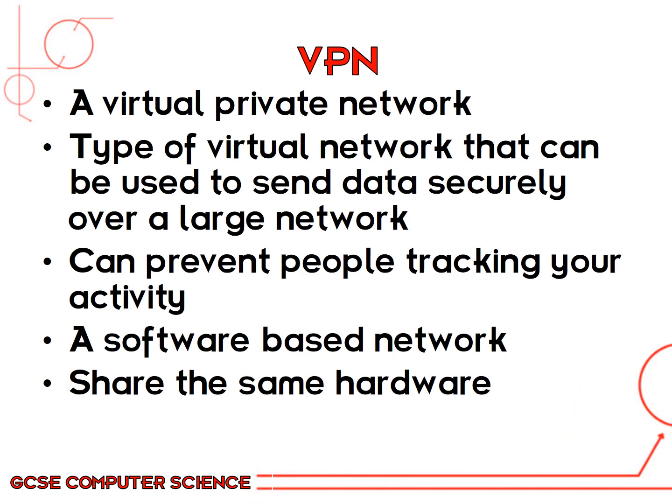A VPN is a term that quite a lot of people have started saying in recent times. It's virtual private network. So this is a type of virtual network. However, it's a lot more secure. It can be used to send data securely over a large network, such as the internet. This VPN can prevent people tracking your activity. So it's starting to become a lot more popular, where people are, in modern times, starting to get a little bit paranoid about who can see what they're doing on their internet connection. So VPN is again a software-based network, and it also shares the same hardware. However, it allows you to be a lot more secure.